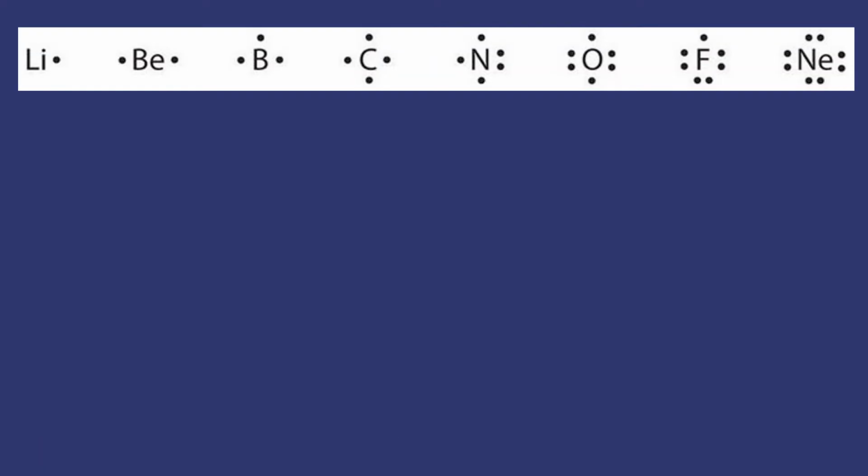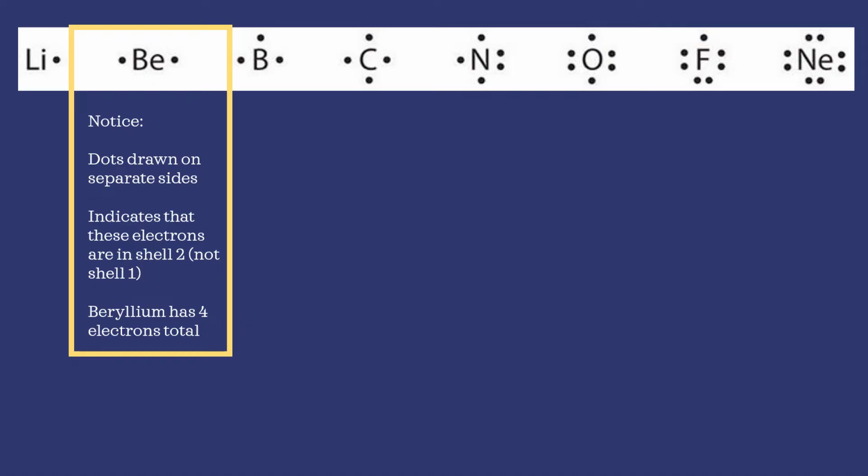Your diagrams should look like these. Let me point out a couple of noteworthy things. In beryllium, Be, the dots are drawn on separate sides. This one happens to be dots in the east and the west, but that's just artistic preference. You may have drawn them on any 2 sides, and that goes for all of these diagrams.